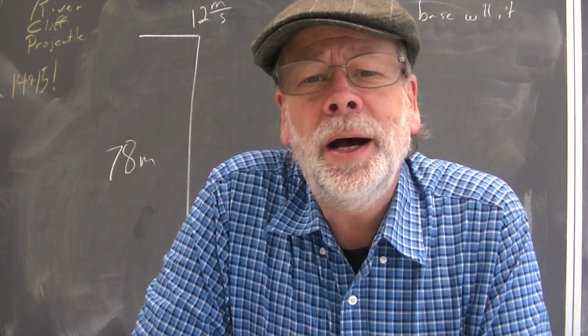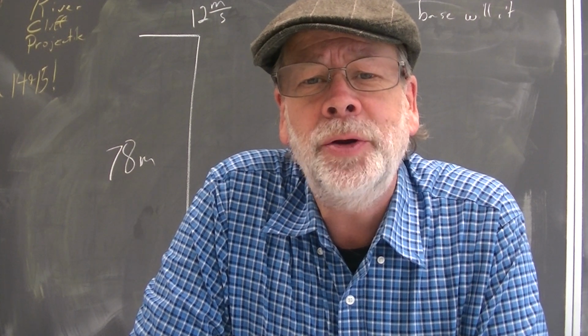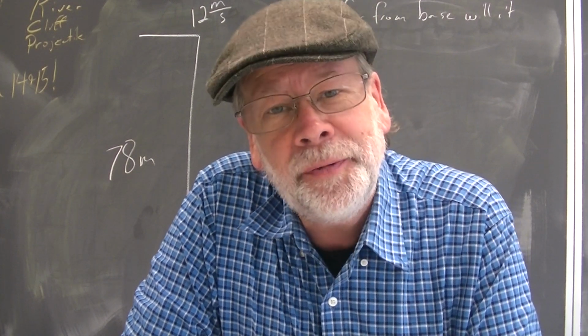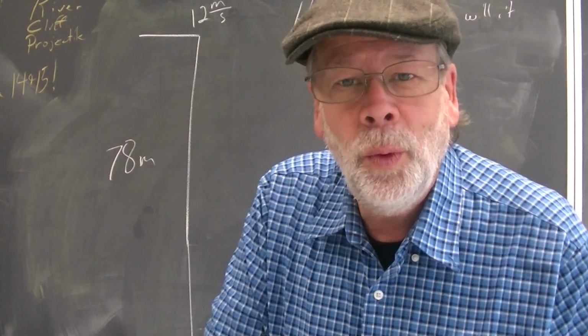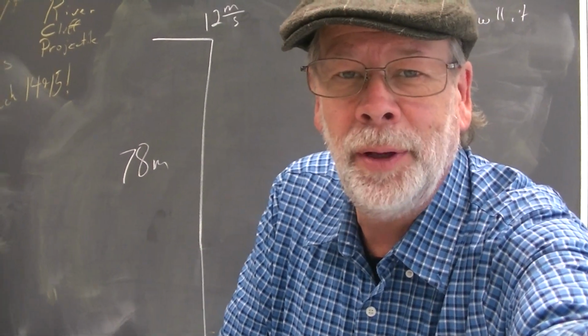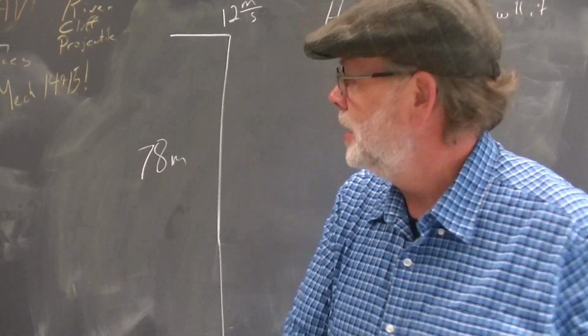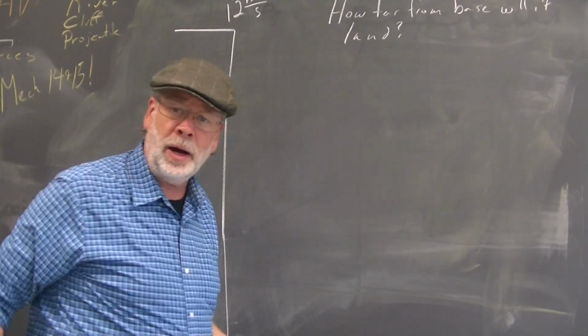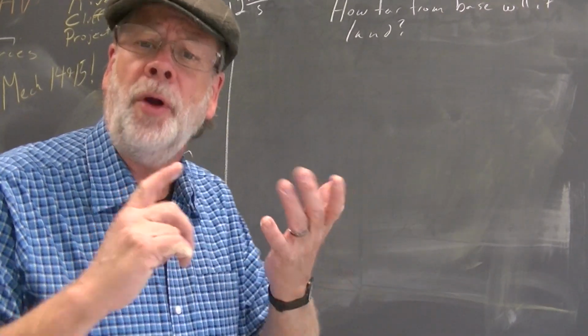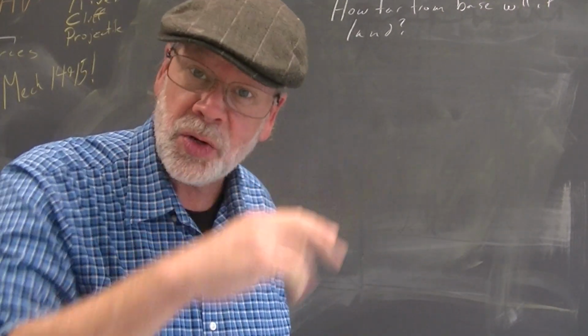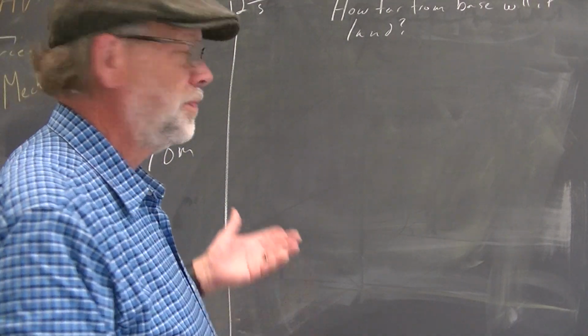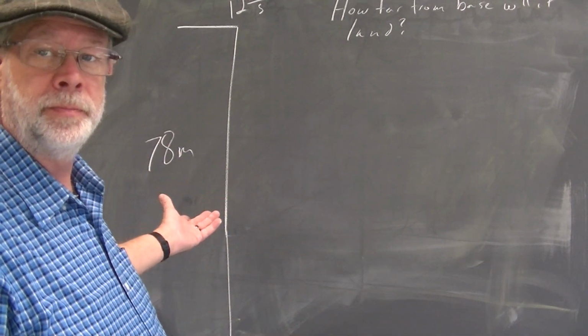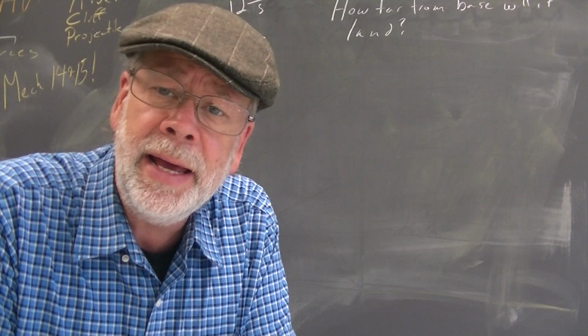Mr. Johansson here. Today we're going to be looking at how to do cliff problems. Cliff problems. So let's set up what the idea on a cliff problem is going to look like here, so I can have it all written out. I could say an object is thrown horizontally, this way, off of a cliff, 78 meters tall. How far away from the base will it land?